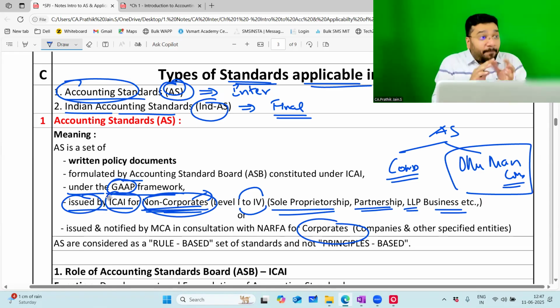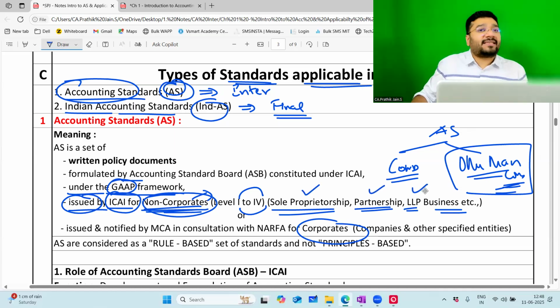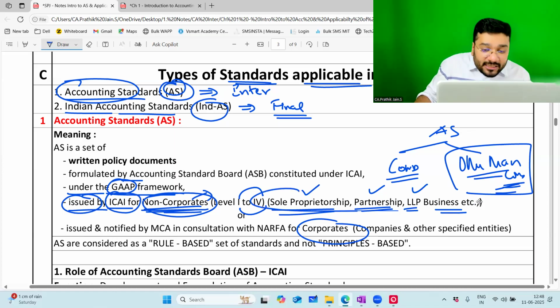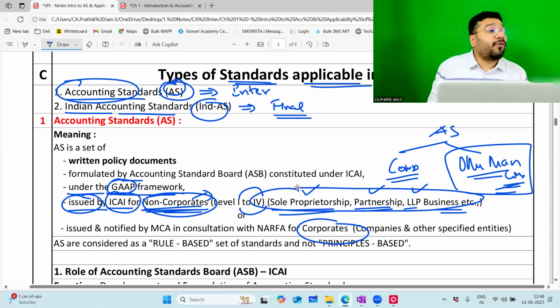So ASB, which is a part of ICAI, will suggest this to whom? ICAI. ICAI through their notification will make this applicable on the other than companies. Which means any entity in India having the formation of sole proprietorship business, partnership business, LLP business, etc., all of them should follow ASB. Applicability of AS to them will depend on whether they are a level 1 entity, level 2 entity, level 3 entity or level 4 entity. So when I discuss applicability of accounting standards, that time I'll tell you which of these people have to follow full AS and which of these people have to follow partial AS. That will be discussed at that stage.